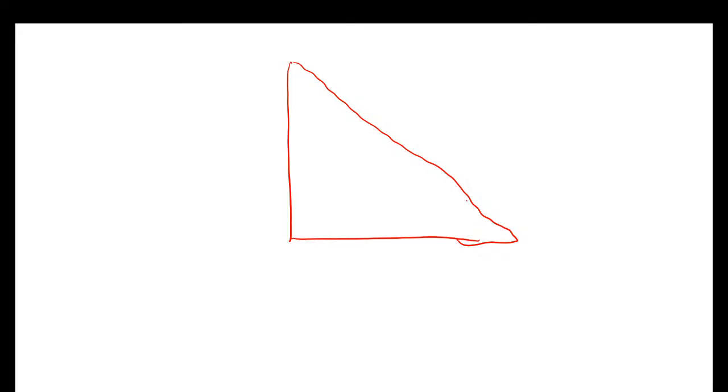All right, let's ask this. If I give you a right triangle, let's say that this is 12 and this is 18. What is this side? Go.